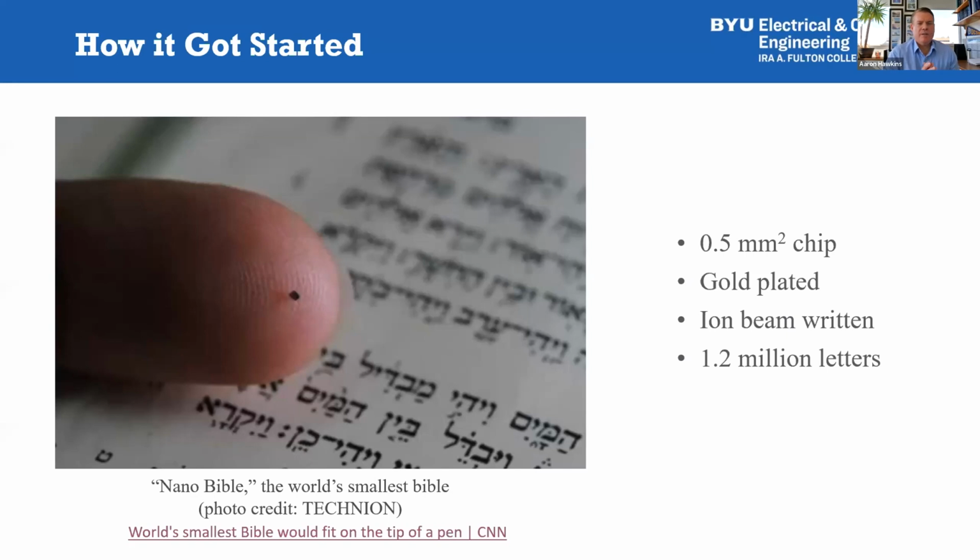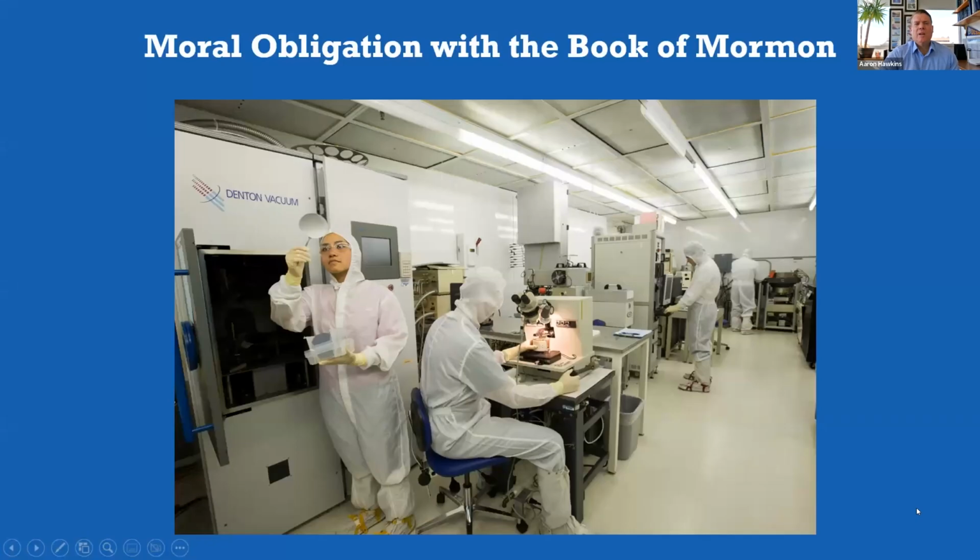So that is the Nano Bible, and we're going to rely on some of those principles when we created our Book of Mormon. So we felt like, well, if somebody could do this with the Bible, we kind of have a moral obligation to do it with the Book of Mormon. And who else is going to do it but BYU?